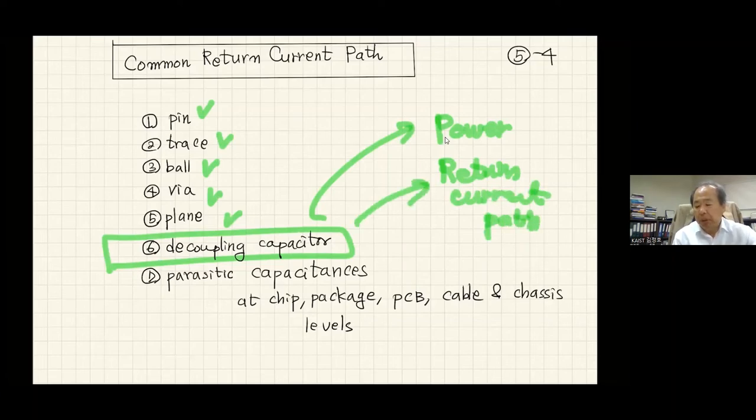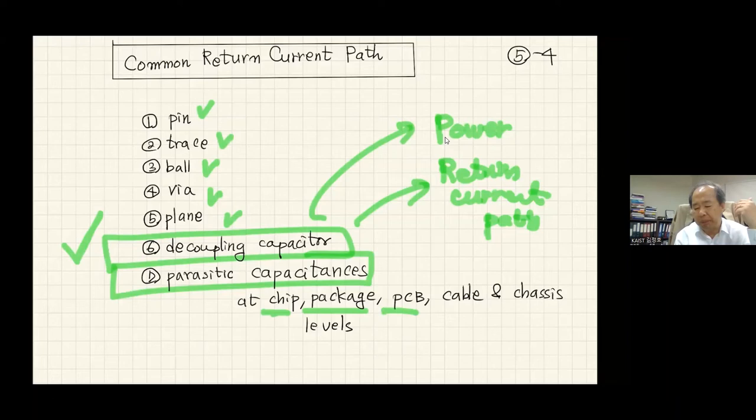As I said before, sometimes some signal return current is going through the power plane, and sometimes it is going through the ground plane, and they have to switch the current at a certain point, and the decoupling capacitor helps so that they can switch the return current path between power plane and ground plane. Sometimes parasitic capacitance can also serve as a return current path. It could be on-chip parasitic capacitance, on-package parasitic capacitance, on-PCB parasitic capacitance, and at cable and chassis levels.